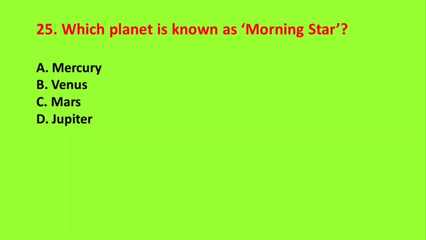Question number 25. Which planet is known as the morning star? A. Mercury, B. Venus, C. Mars, D. Jupiter. The correct option is option B.